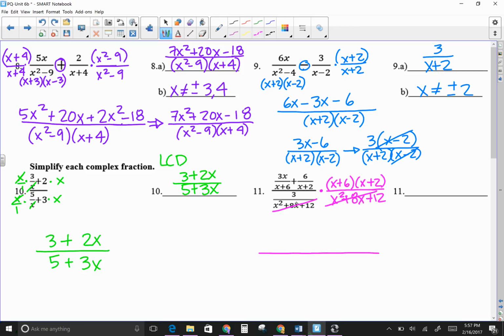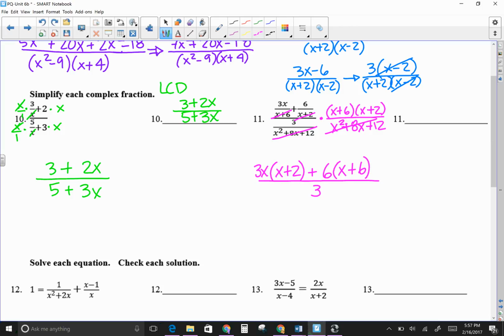So what do I have left on the bottom? Is a 3. Now, my x plus 6 is going to cancel with my x plus 6. So I'm going to have 3x times x plus 2. Plus, my x plus 2 is going to cancel with my x plus 2, leaving me with 6 times x plus 6.